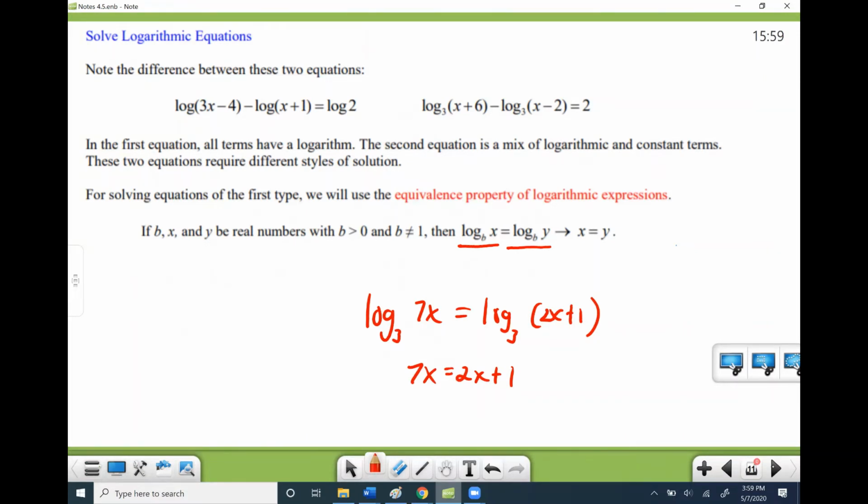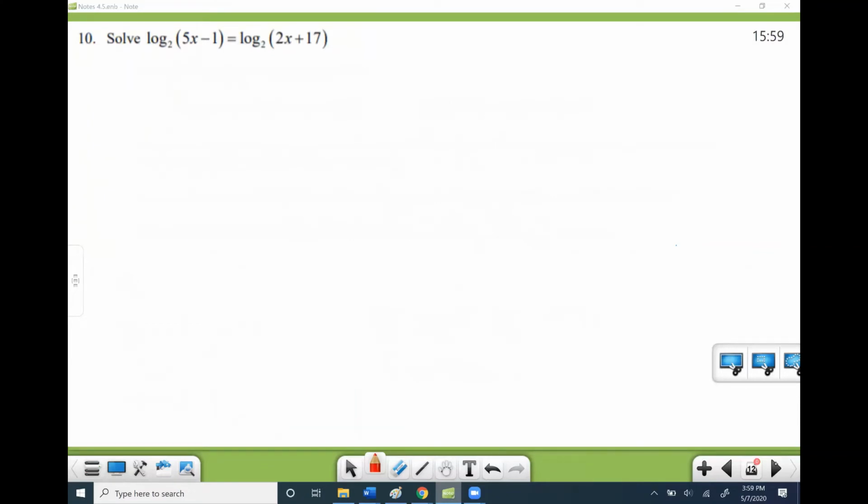We just kind of did that, but with exponentials. So let's try it. So first thing I want to check is, okay, do my bases match? And they do. So since the bases match, we can just set the argument, the stuff inside the logarithm, equal to each other and solve that.